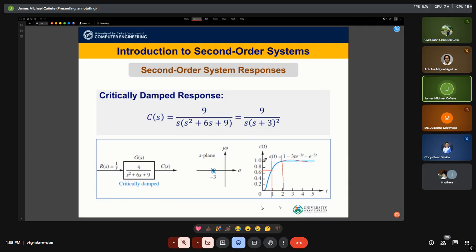And last but not least, we have the critically damped response. So whether we have real roots, repeated roots, complex roots, unique roots, or purely sinusoidal roots, we now look at the last classification, where our roots are repeated. So s squared plus 6s plus 9 is s plus 3 squared.